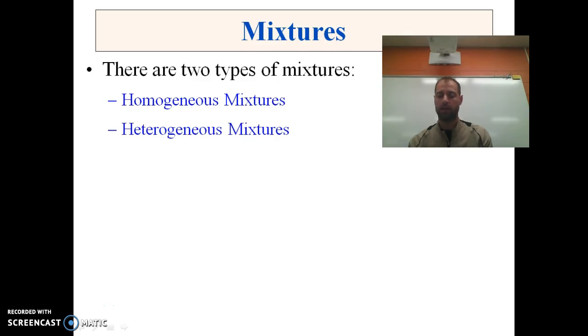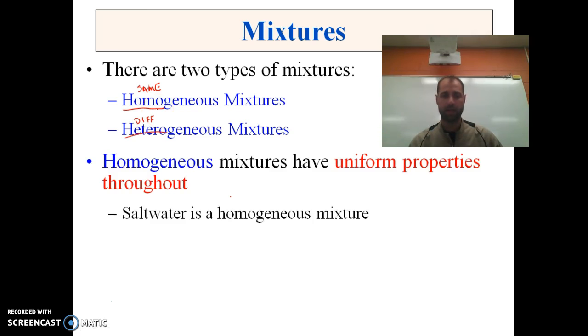All right, so let's talk a little bit about mixtures. Mixtures have two different types. Homogeneous, remember that from your biology days that homo means the same, and hetero means different. So we have homogeneous mixtures and heterogeneous mixtures.